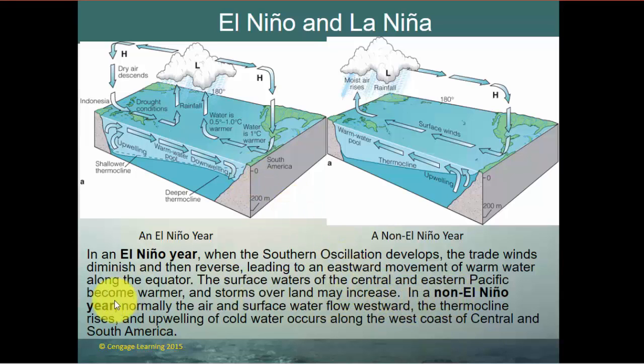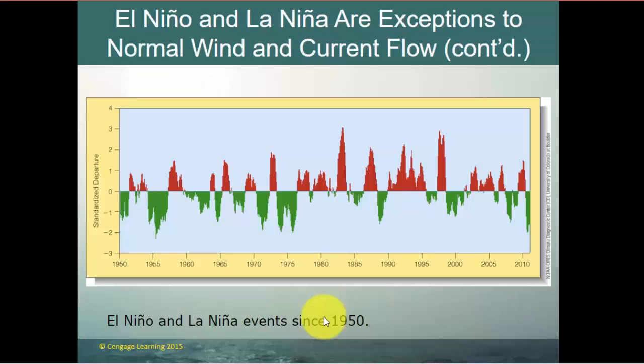In a non-El Nino year, normally the air and surface water flow westward, and an upwelling of cold water occurs along the west coast of Central and South America. So this is the El Nino year, with this warm water flowing back toward the Central and Eastern Pacific, and in a non-El Nino year, where all that warm water stays back here on the west side of the Pacific Basin.